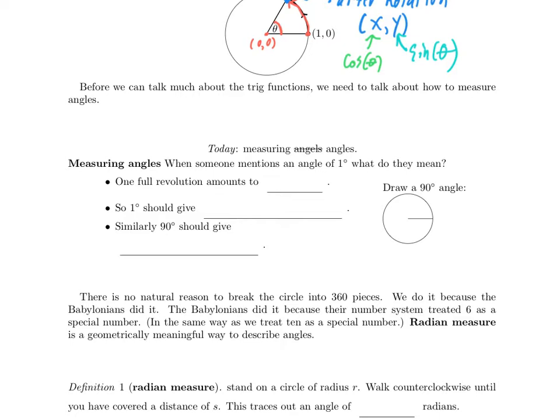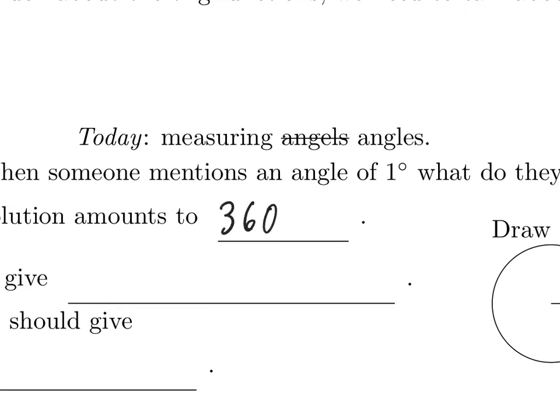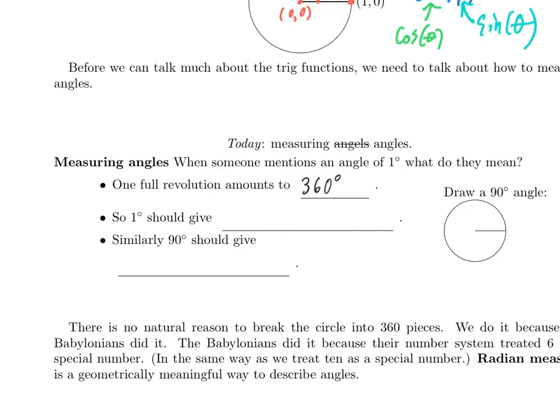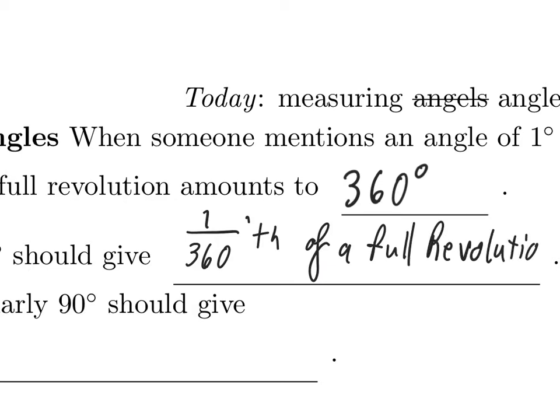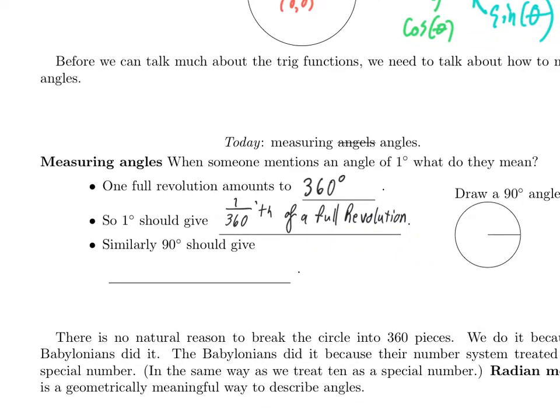So when someone says an angle of 1 degree, what do they mean? Well, let's just think about degrees. 1 full revolution, maybe you just know, amounts to 360 degrees. So to understand degree measure of an angle, you take a full revolution, you break it up into 360 equally sized pieces. So 1 degree gives 1/360th of a full revolution. So that's all it is. If you want an angle of 5 degrees, it's 5/360ths of a full revolution, and you can simplify that.